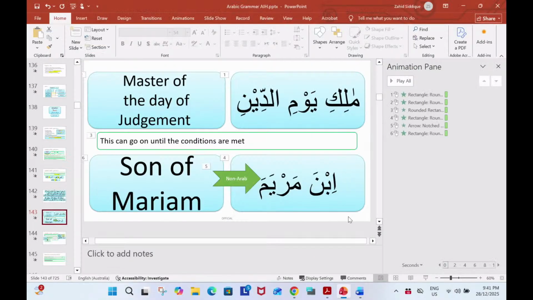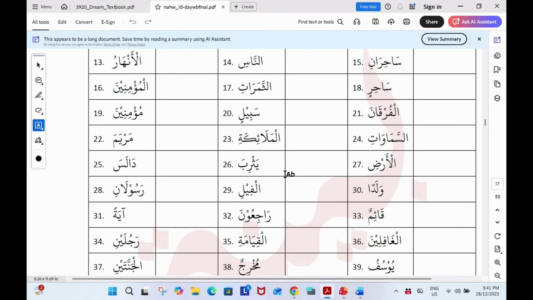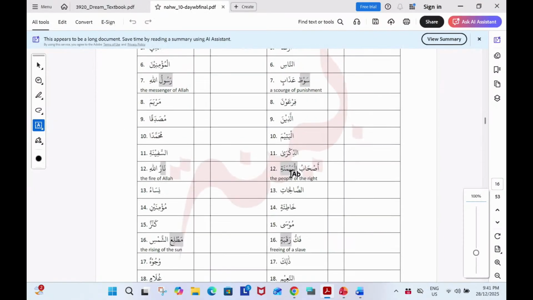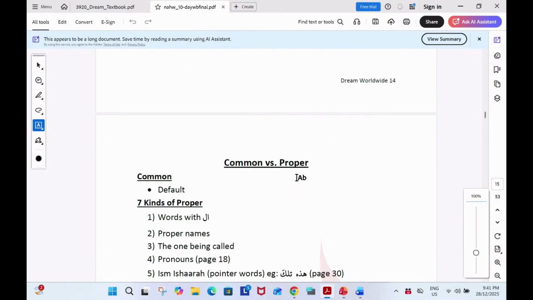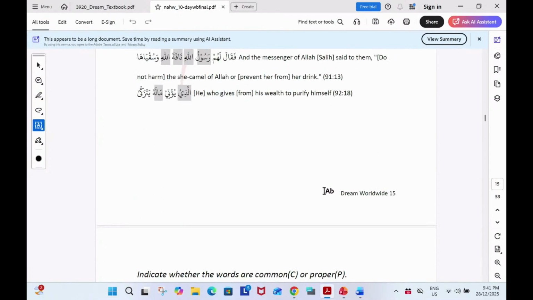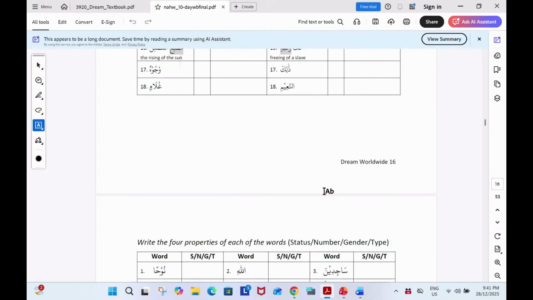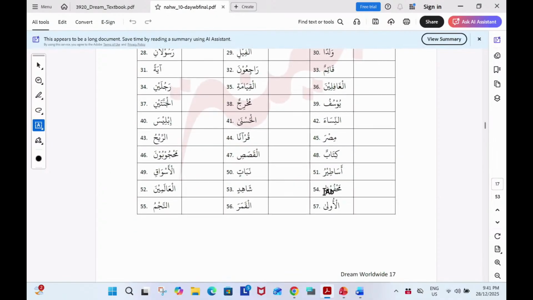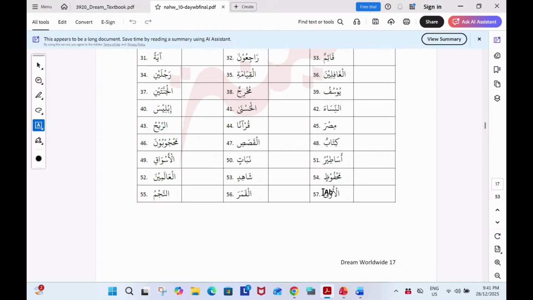So try to solve the exercises which we have left off and send me the photos if you can. Which page was it again? So we were talking about page number 14, complete page number 14, complete page number 16 and 17. So this is your homework.